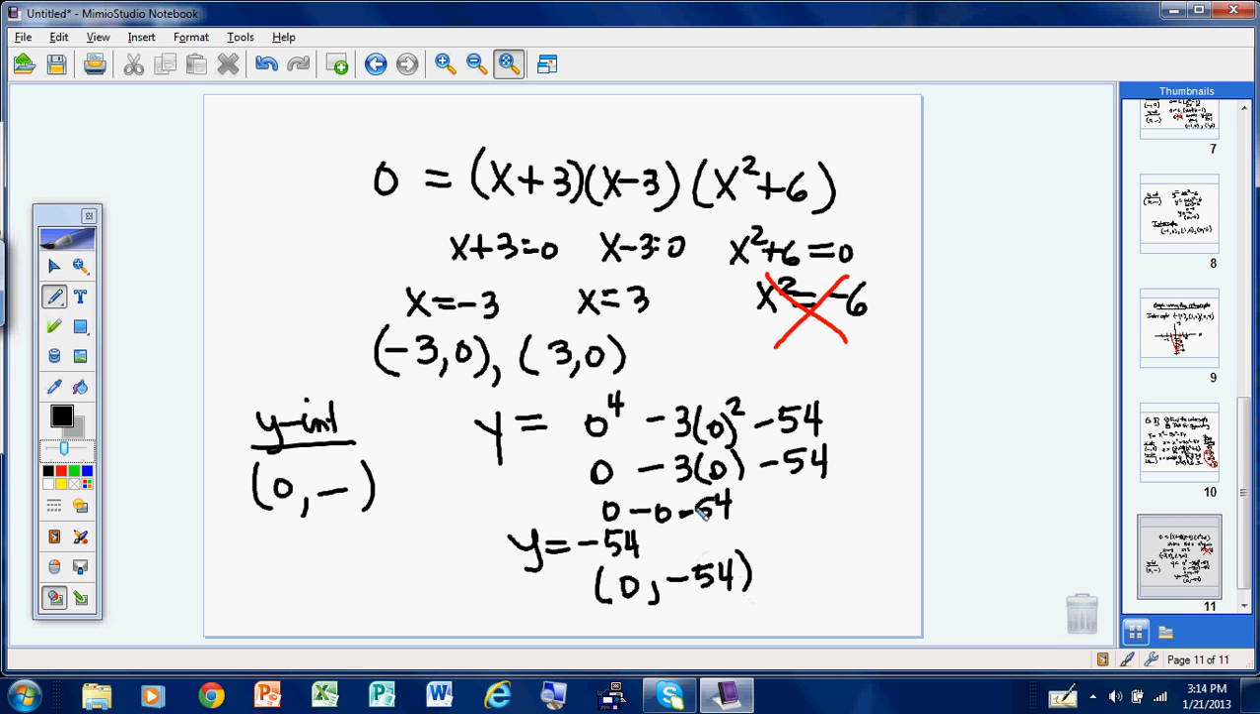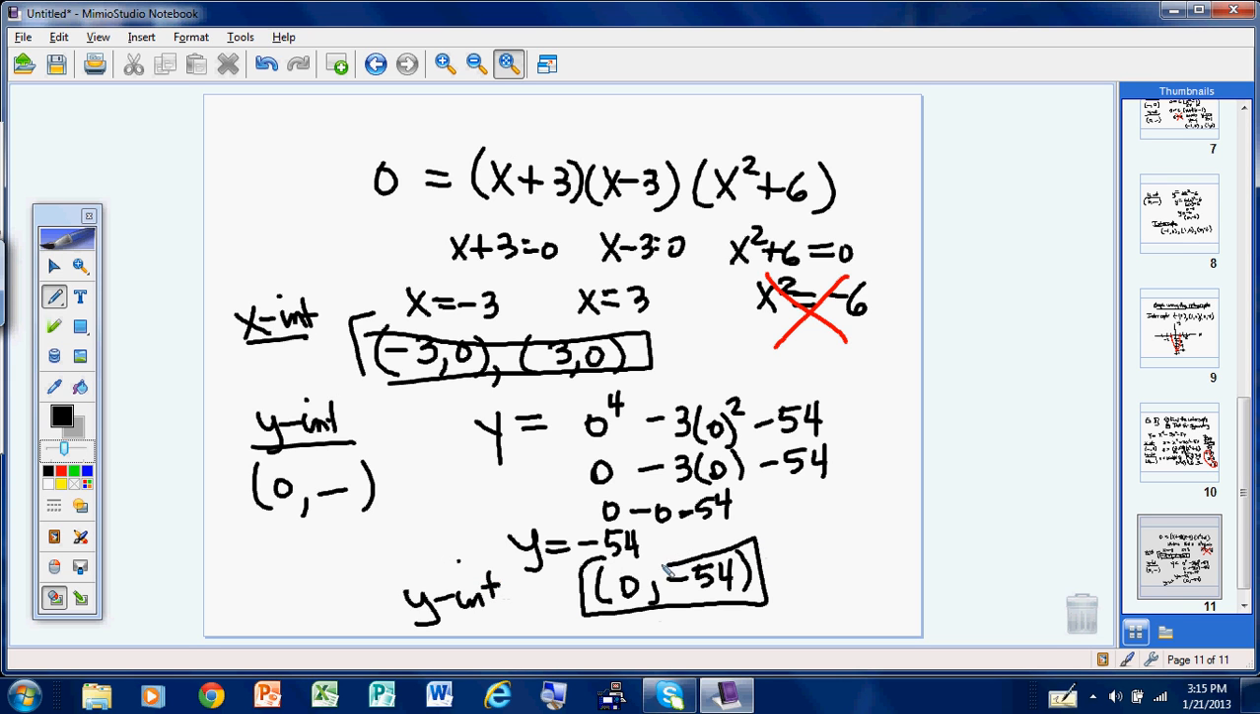Okay, so these are my x-intercepts. If they ask me for specific ones, these are my x-intercepts. And if they ask me for specific ones, these are my y-intercepts. Okay. Alright. We found the intercepts.